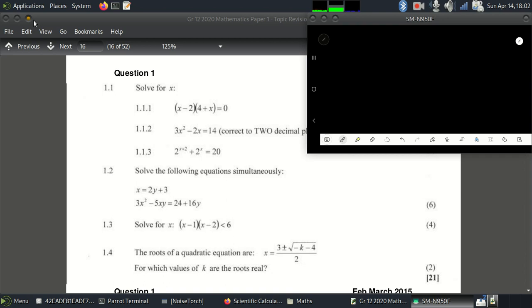Most of question ones are merely just algebra anyway, so let's start off with this first one. The first three questions given there are just solve for x questions, and solve for x questions are very easy, if you look at it here.